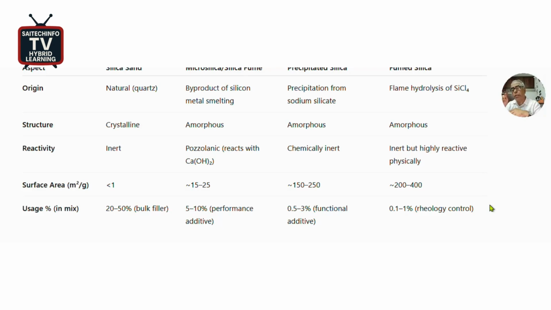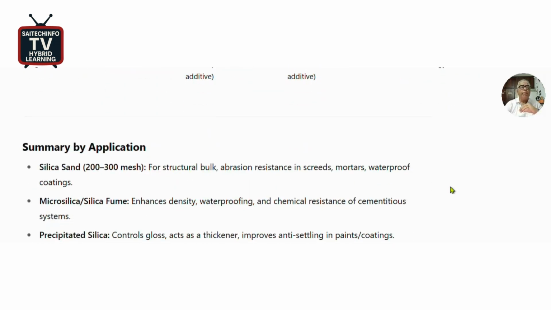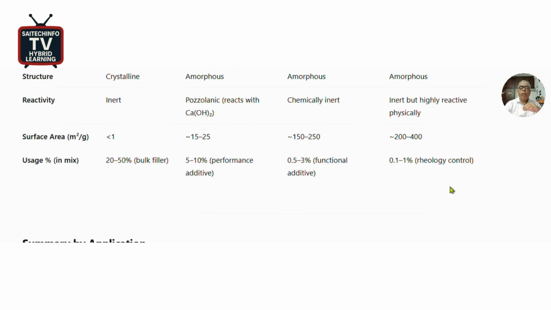So it takes an important role in coatings and paintings. It is added in a lower percentage, from 0.5 to 3% only. So these are all used as additives. Whereas fumed silica is a rheological controller and a very good hydrophobic agent also. So naturally, its percentage use in coating formulations is very, very low.